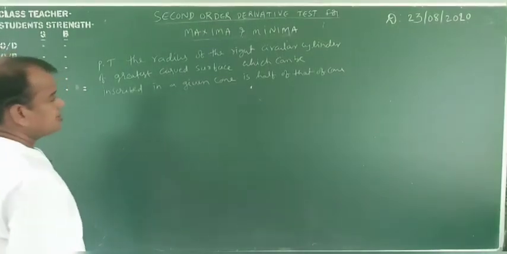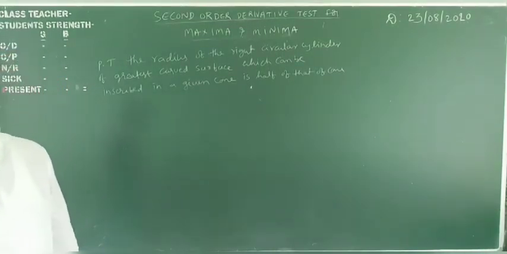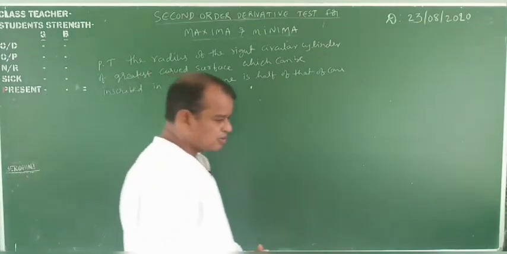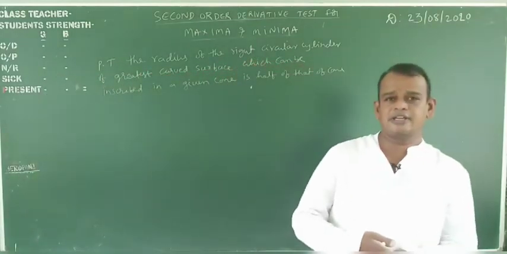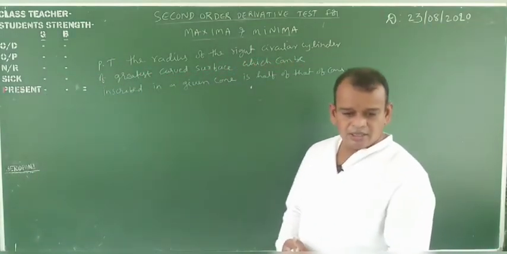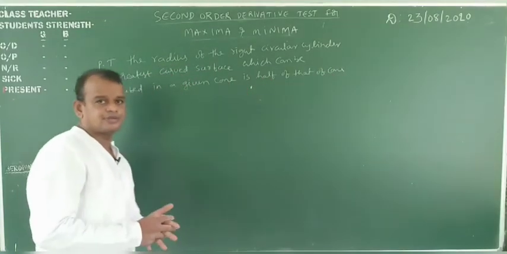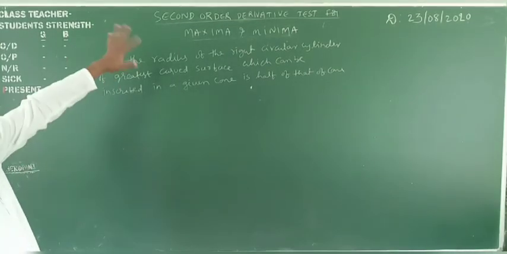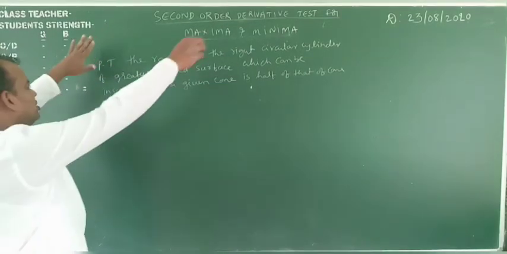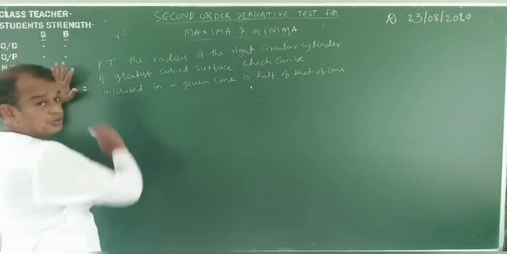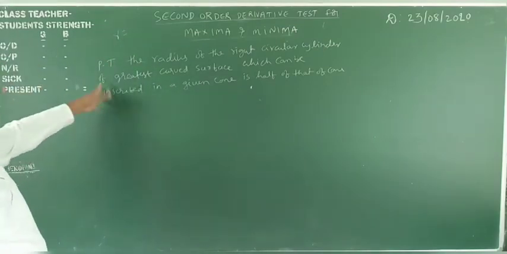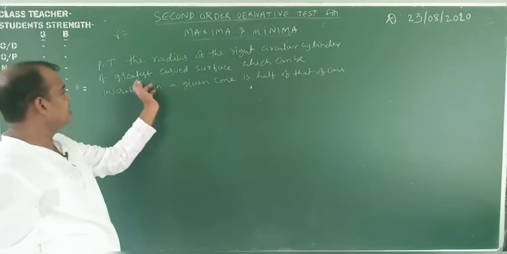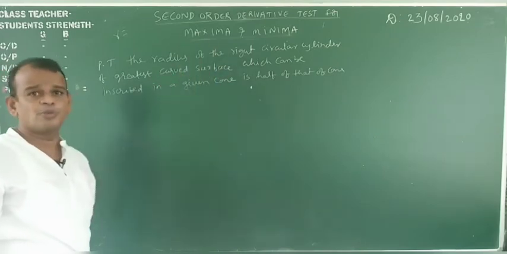Very, very important questions. Please listen carefully and please understand the problems. The radius of the right circular cylinder. Suppose the radius of the cylinder is r. Greatest curved surface area of the cylinder means 2 pi rh.